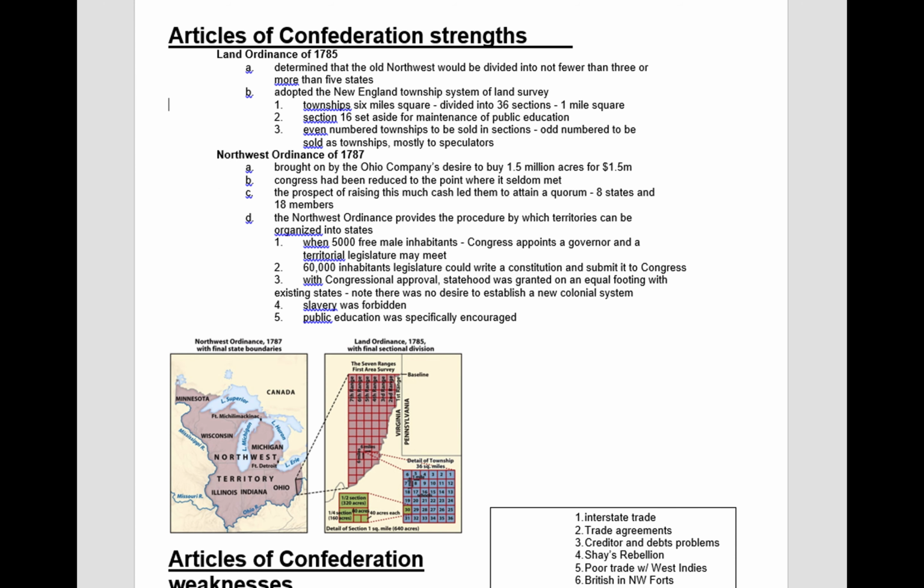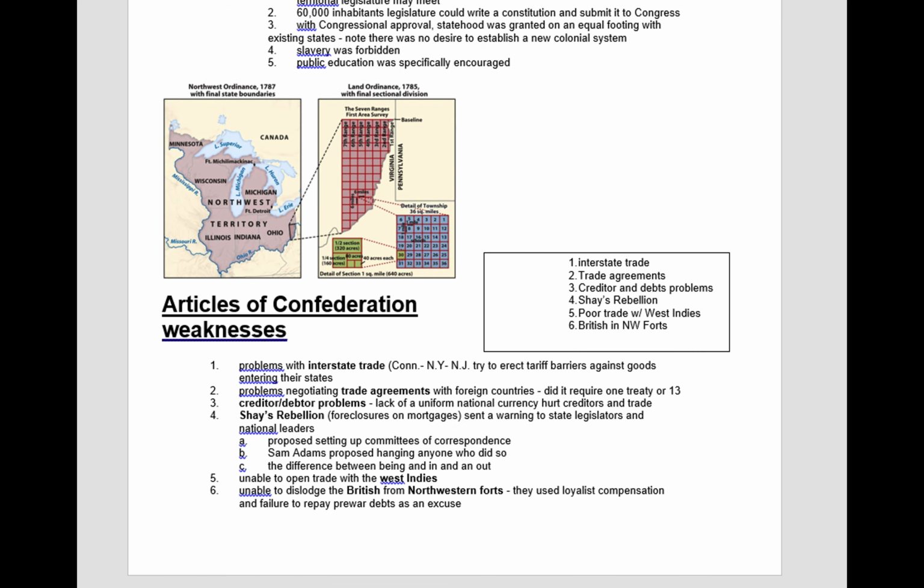So here, if you look at the strengths, it has two strengths, the Land Ordinance and the Northwest Ordinance. Ladies and gentlemen, study the Northwest Ordinance. Study the Northwest Ordinance. Why is he telling us to study the Northwest Ordinance? Study the Northwest Ordinance. Its weaknesses, well, there's just a few.